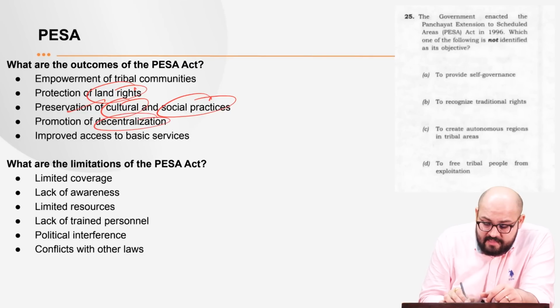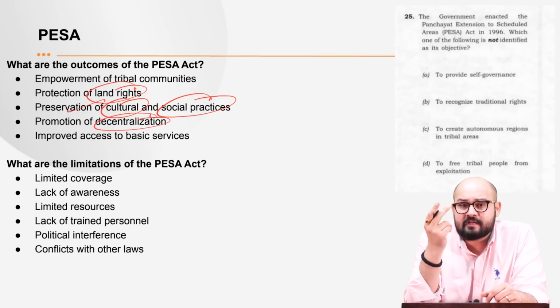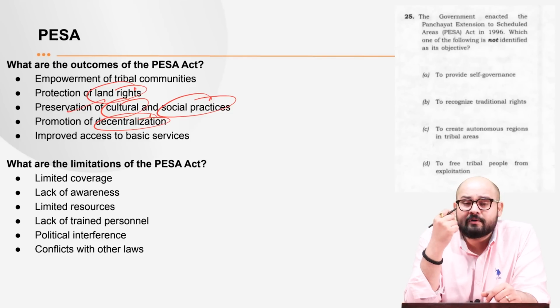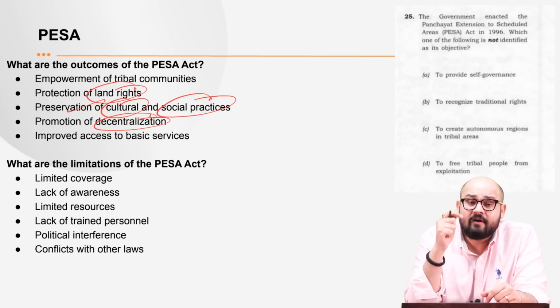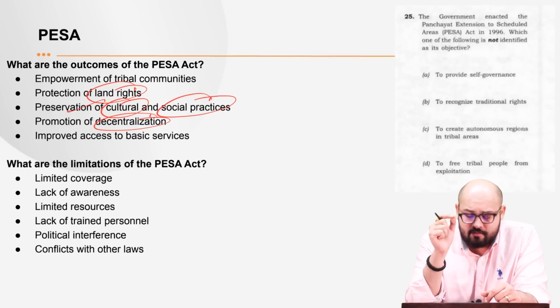Next is the promotion of decentralization. That is what even the objective of the directive principles of state policy is, that we need to decentralize and we need to devolve as much power. And this goes with the Gandhian idea that we need to devolve as much power so that we can have proper decentralization at the grassroots level.